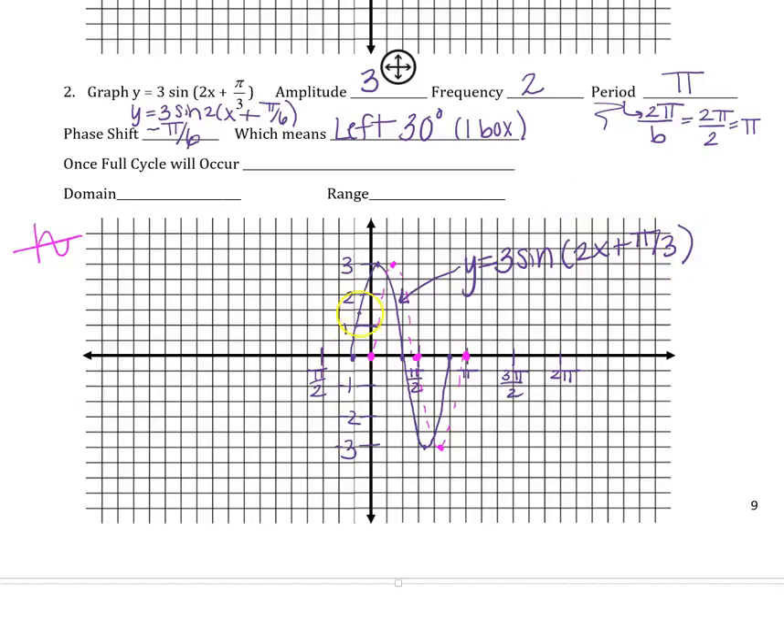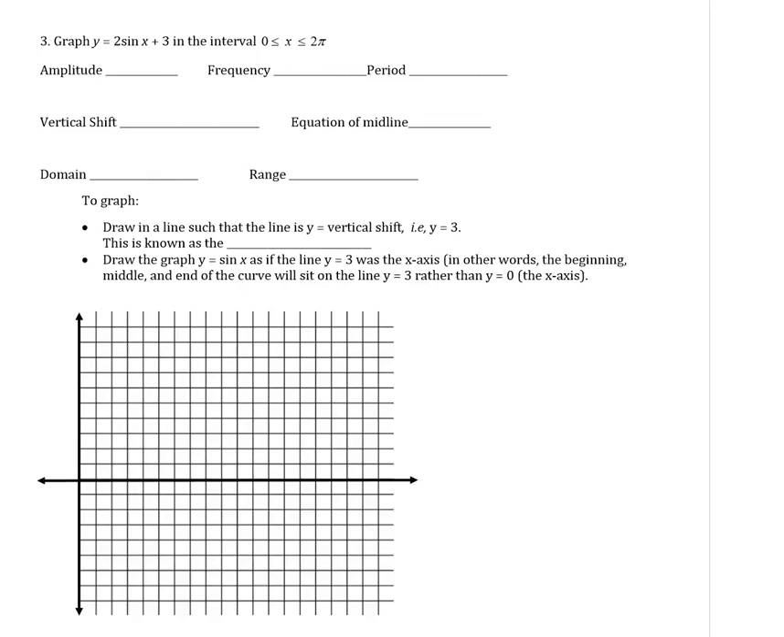So again, the navy blue curve is where I ended up here. The pink curve I used to help me see what it's going to look like before I shift it to the left. So let's try another one.